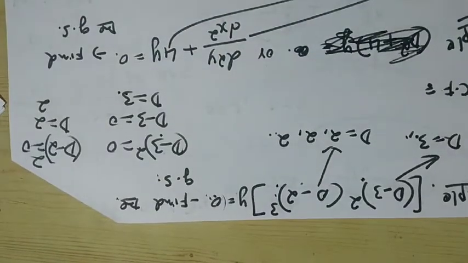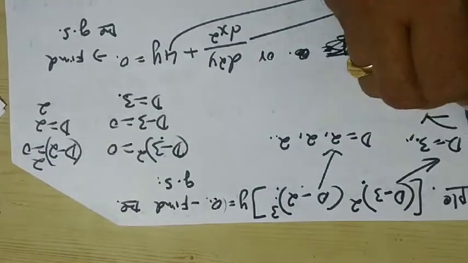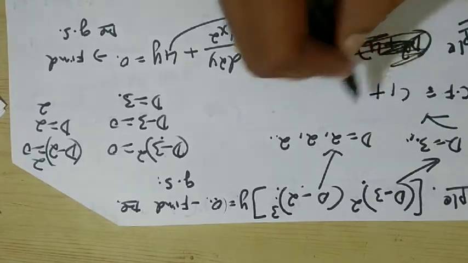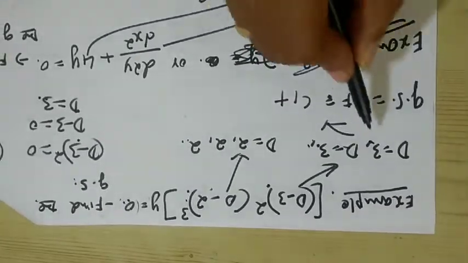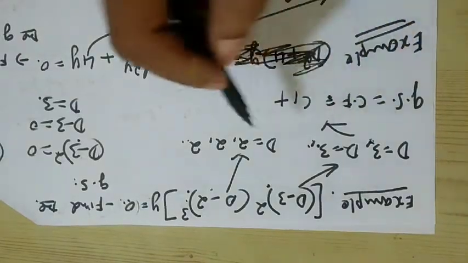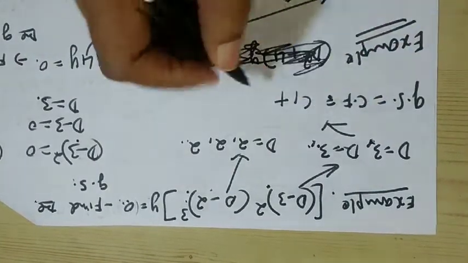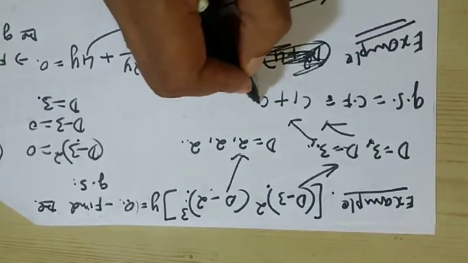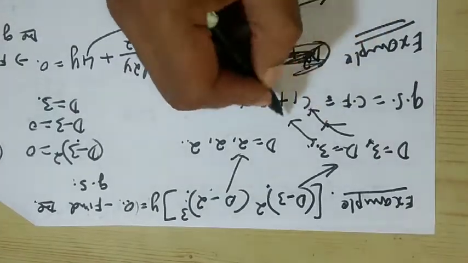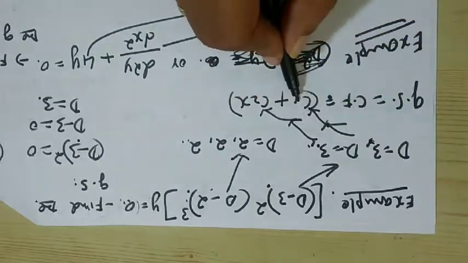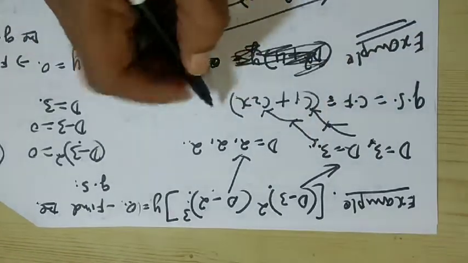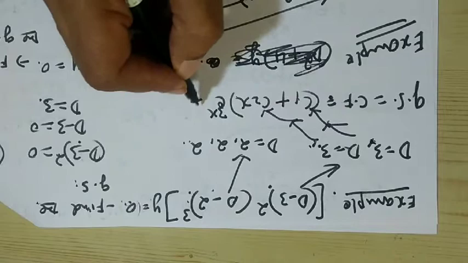Now, let us write the complementary function. Let us take this set 3, 3. When the roots are repeated, observe the point, how are we writing? For the first root, C1. For the second one, C2x. Isn't it? For the first one, C1. For this, C2x into e to the power 3x.